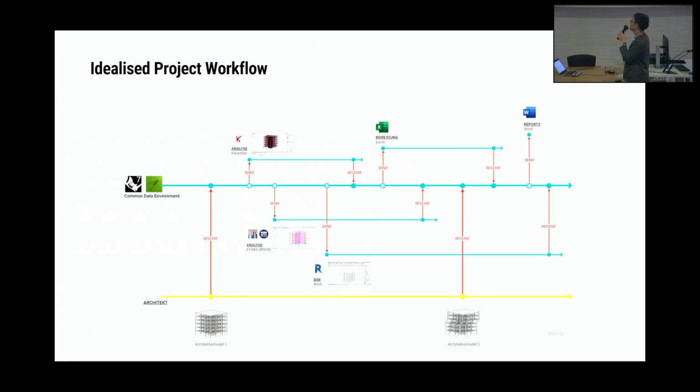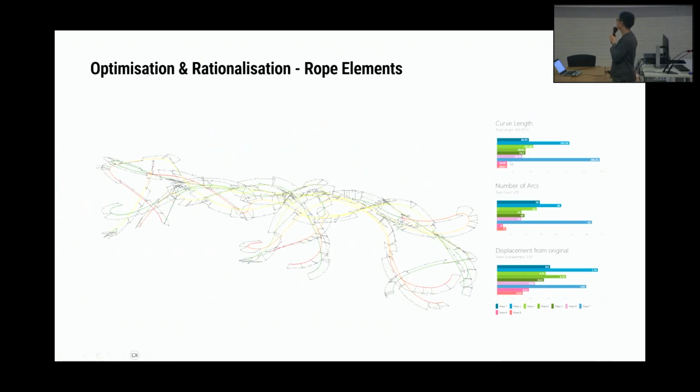And then in an idealized project workflow, where we have, let's say, input from an architect or a designer, we receive the data, and once we get a new iteration, it automatically can update, and someone is informed about this change. One of the key aspects of the project was also optimization and rationalization for fabrication.